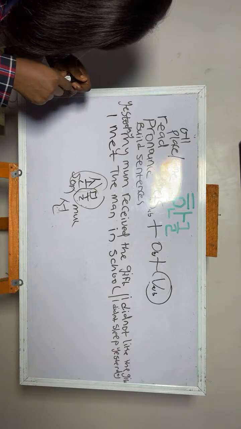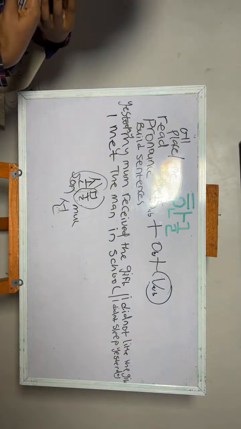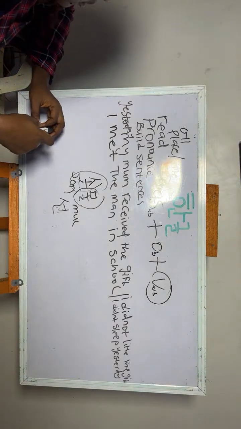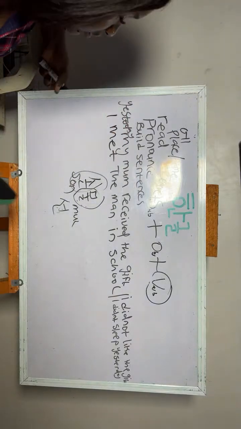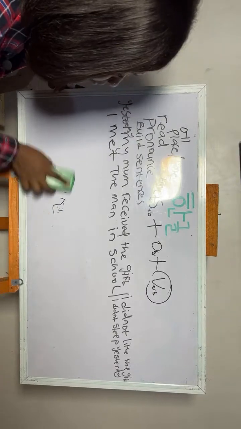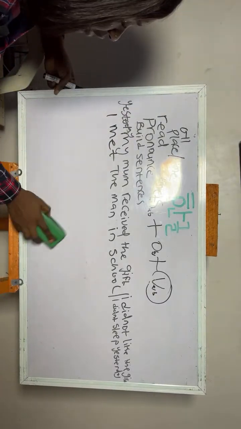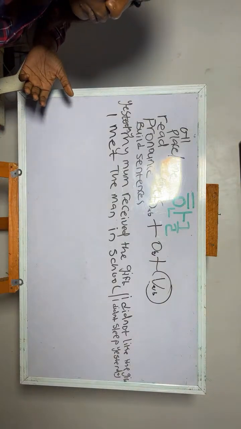Yes, Angel says 남자 학교에 만났어요. I'm guessing she's translating I met the man in school. And she's not wrong. So let's look at it together. This is translating from English to Korean now. I met the man in school.